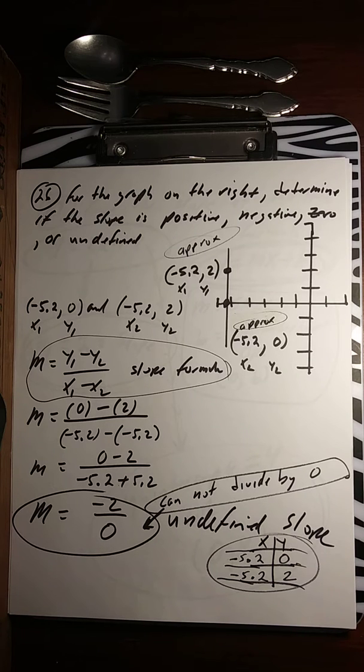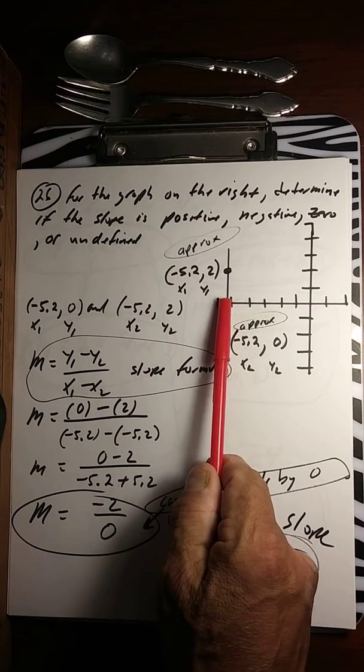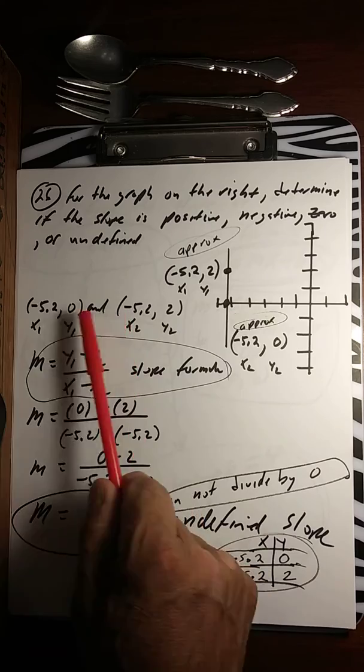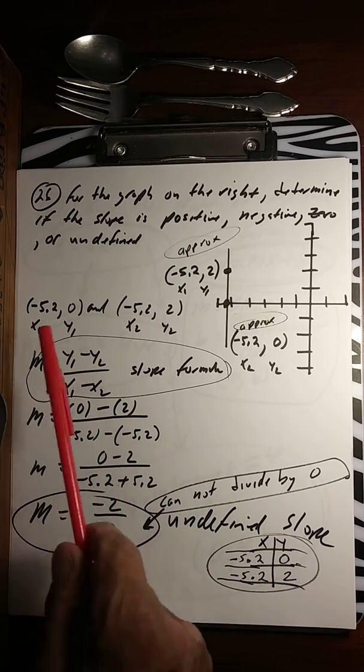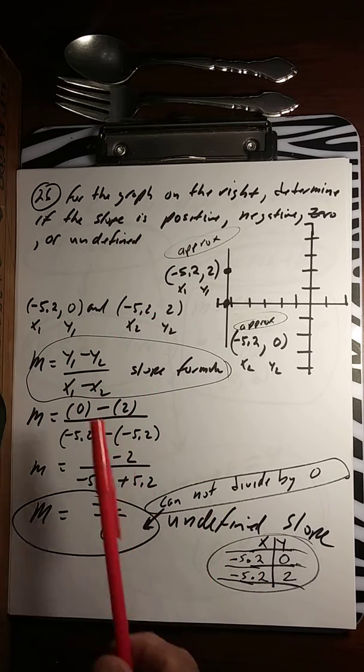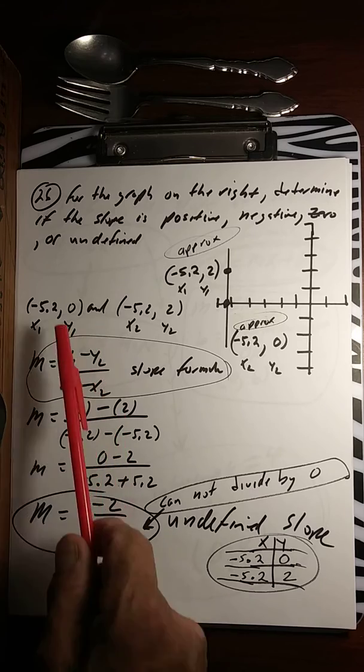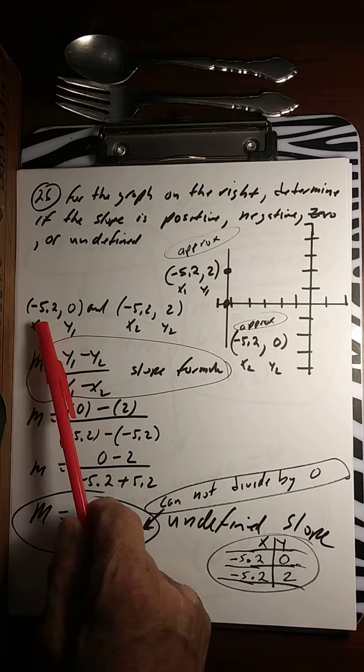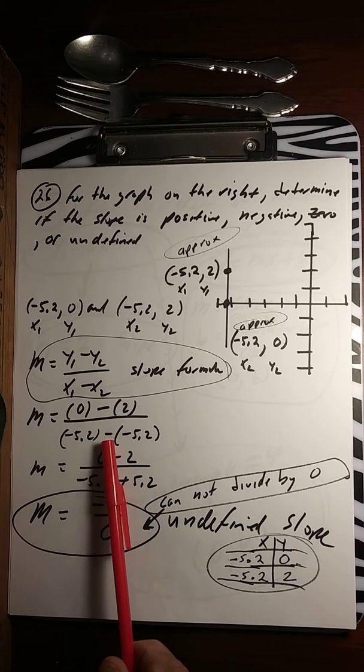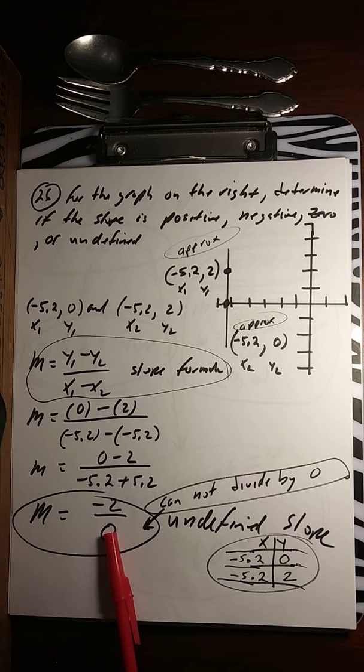On the graph, determine if its slope is positive, negative, 0, or undefined. Alright, so I'm guessing this is about negative 5.2 and negative 5.2. There's the points. So we have x1, y1, x2, y2. So put them in there. 0 minus 2 and negative 5.2 and negative 5.2. Negative is a positive. 0 minus 2 is negative 2 over 0. Undefined. Cannot be divided by 0. Undefined slope.